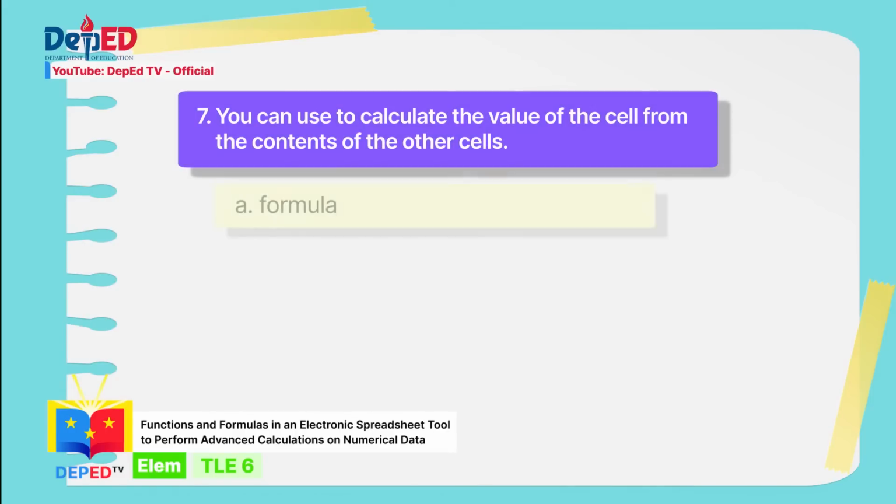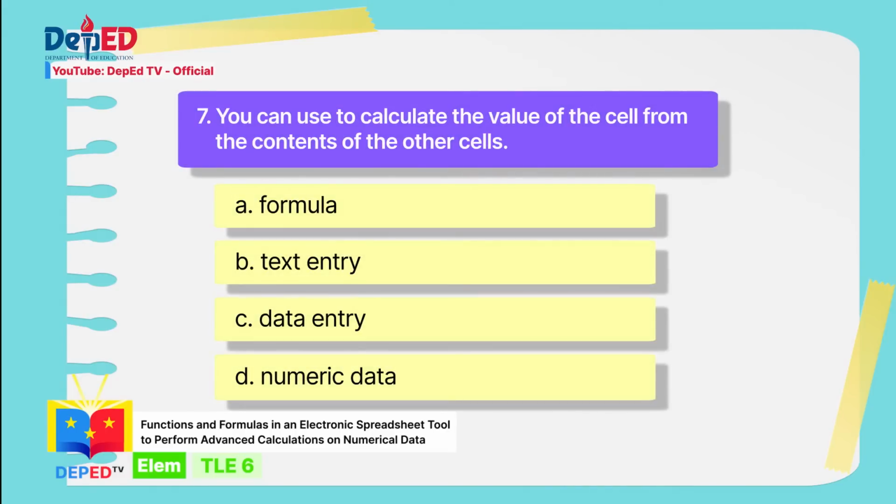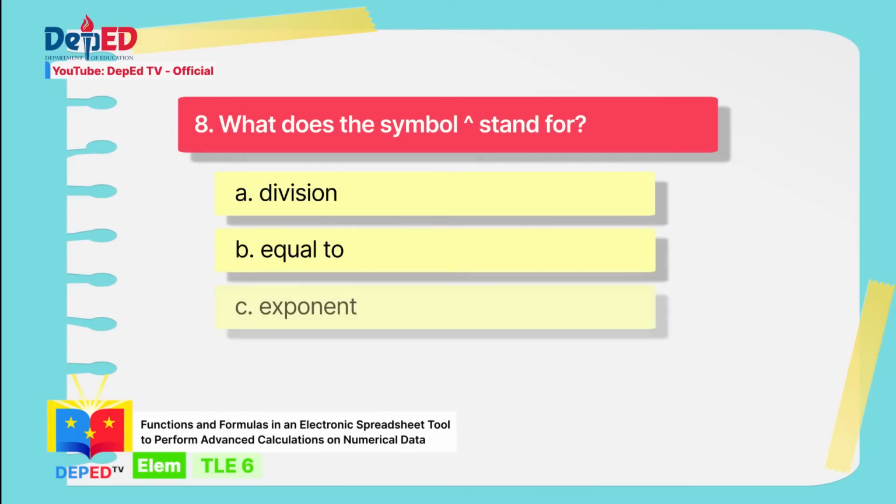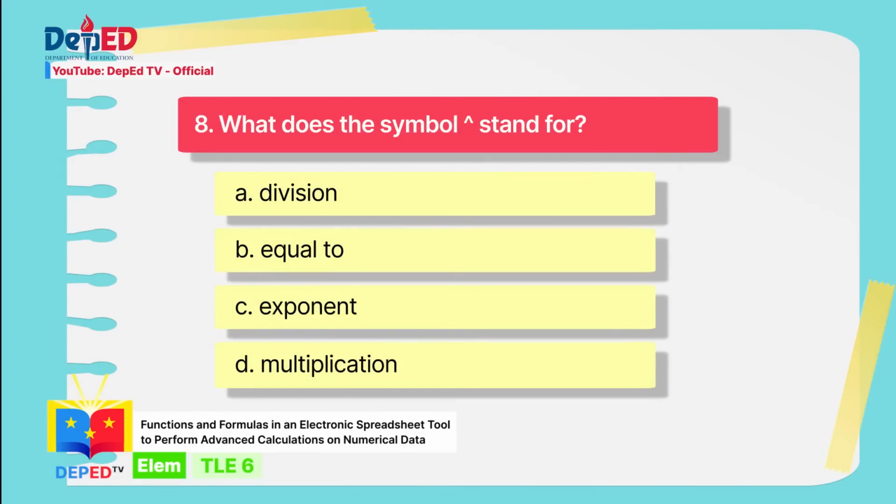Number 7. You can use it to calculate the value of the cell from the contents of the other cells. Letter A, formula. Letter B, text entry. Letter C, data entry. Letter D, numeric data. And the correct answer is letter A, formula. Number 8. What does this symbol stand for? Letter A, division. Letter B, equal to. Letter C, exponent. Letter D, multiplication.